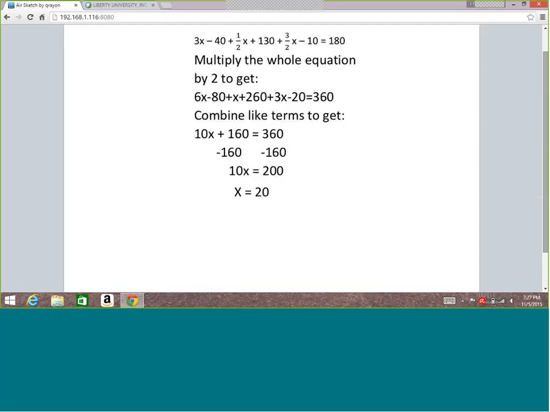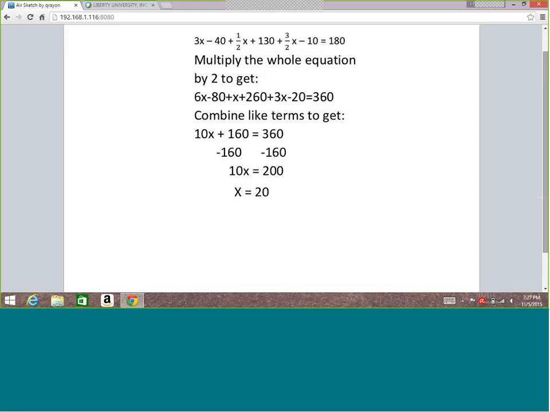And then a trick to get rid of fractions when you have an equation to solve is to multiply by the least common denominator, and the denominators here are all 2. So I'm going to multiply everything by 2, and that'll get rid of my fractions just because I'd rather not solve an equation with fractions. The key is, though, you have to multiply everything by 2. So the 3x turns to a 6x, the minus 40 turns to a minus 80, 1/2 times 2 is just 1, 130 times 2 is 260. Even the 180 on the right-hand side, I multiply times 2. And as long as you multiply the whole equation by 2, then you're good. And now I don't have any fractions.